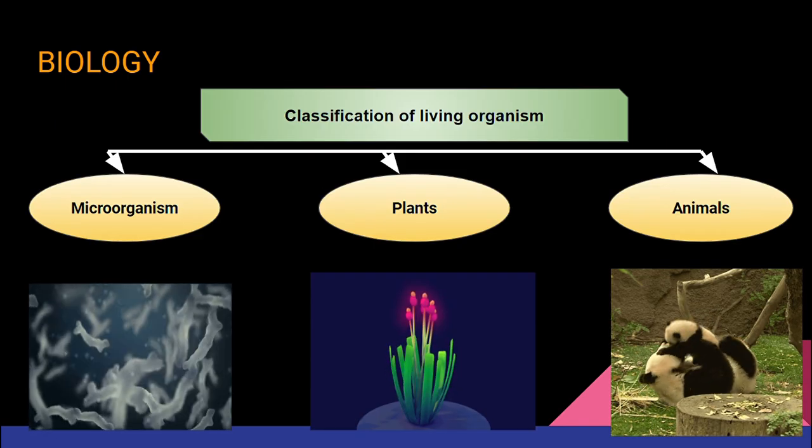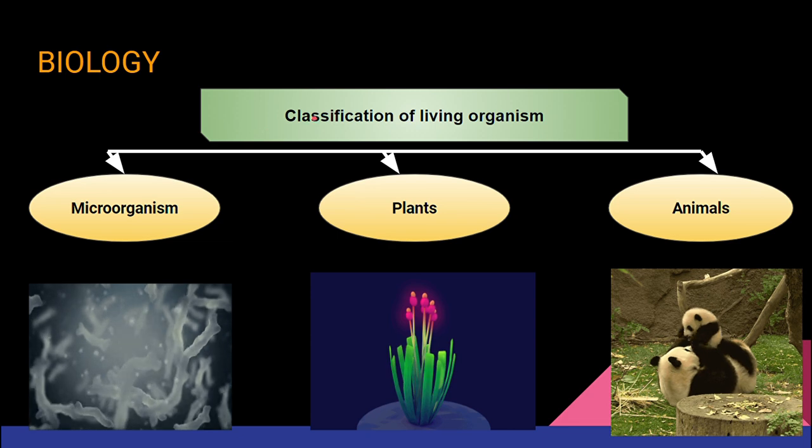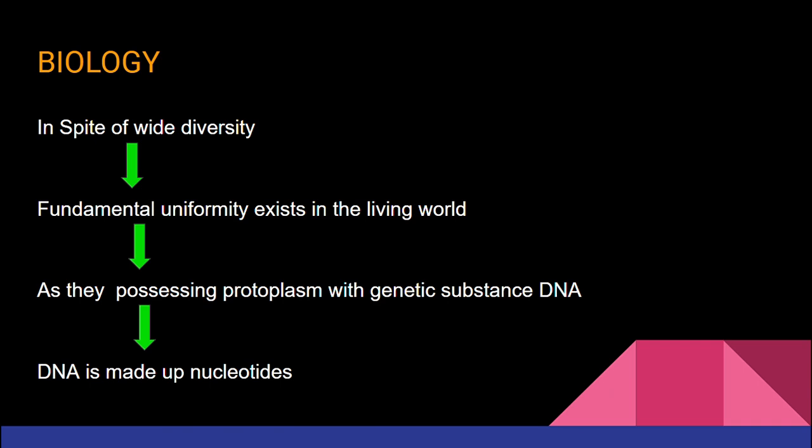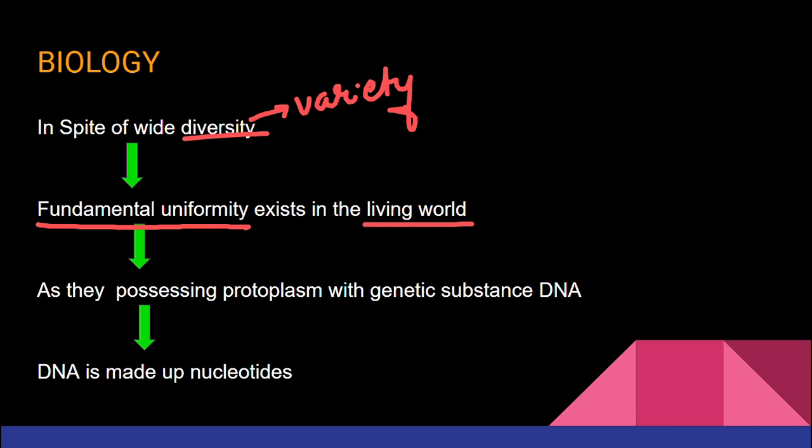Now, classification of living organisms. Based on biology, we have classified living organisms into three categories: microorganisms, plants and animals. In spite of wide diversity, what is the meaning of diversity, class? Many, variety. Diversity means variety. In spite of having lots of variety, there is fundamental uniformity in the living world. That means all the species are uniform. Suppose I have A species, B species, C species, all are uniform in number. No one is dominating over the others, right? Because it is important to maintain the ecosystem.